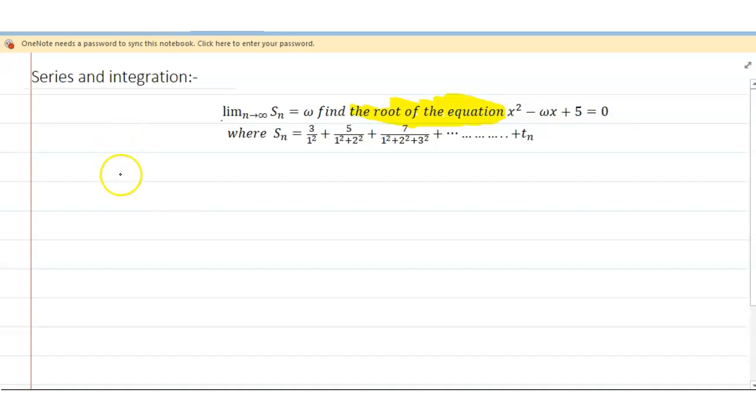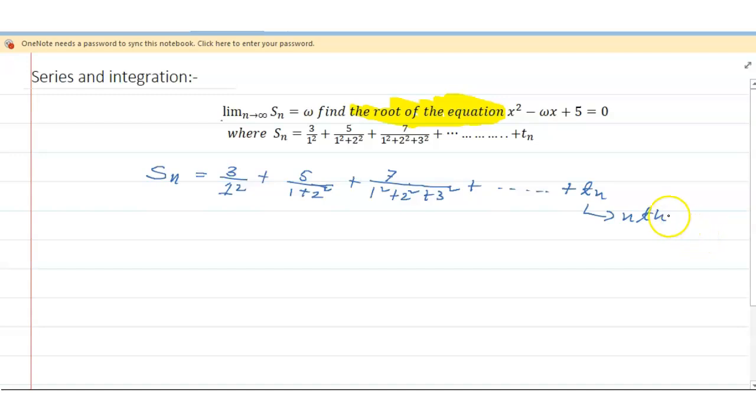So you see that Sn is equal to 3 divided by 1 square, plus 5 divided by 1 square plus 2 square, plus 7 divided by 1 square plus 2 square plus 3 square, and plus up to Tn. So friends, Tn means the nth term.